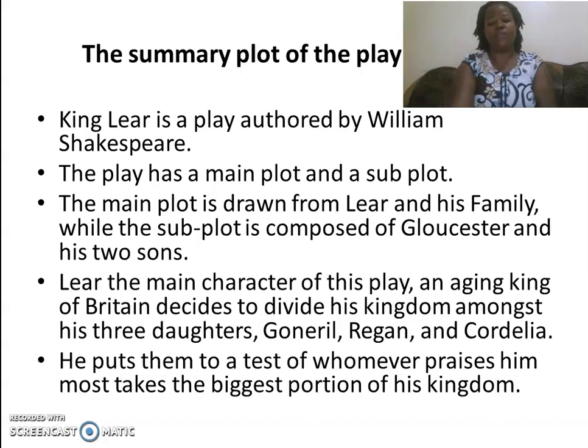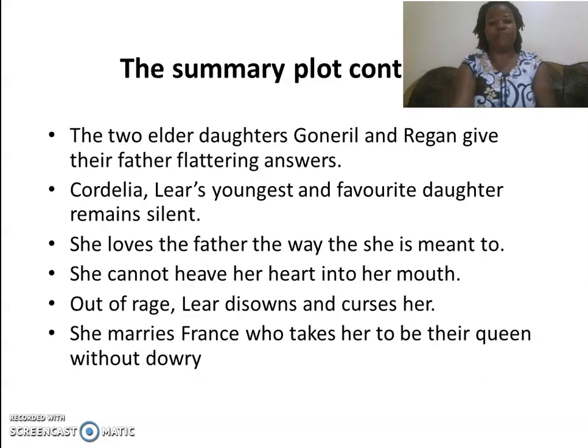He, however, puts a condition that whoever praises him most shall take the biggest portion of the kingdom. The two elder daughters, Goneril and Regan, give their father flattering answers. Cordelia, on the other hand, the youngest and the favorite daughter, remains silent. She loves the father the way she's meant to, and she says she cannot heave her heart into her mouth. Out of rage, Lear disowns her and curses her.